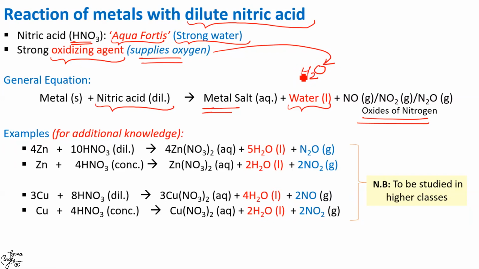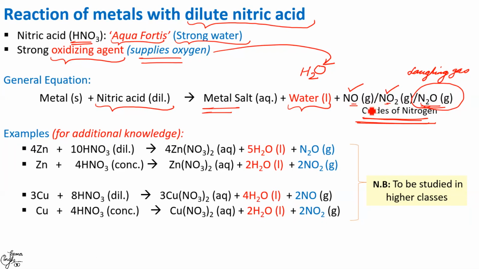undergoes reduction, and so it itself gets reduced to any of the following oxides of nitrogen: nitric oxide, also known as nitrogen monoxide since you have just one oxygen, nitrogen dioxide, where you have two oxygen, or nitrous oxide, dinitrogen monoxide, as there are two nitrogen. Now this nitrous oxide is what is known as your laughing gas. Don't worry, you'll be studying all these oxides of nitrogen in your higher classes.